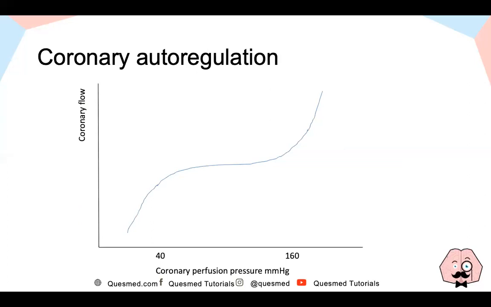Another thing that we can talk about when we talk about coronary blood flow is that we can talk about the heart as having an autoregulation system. What that means is that over pressures of between about 40 to 160 millimeters of mercury, the flow through the coronary arteries remains very similar. So we can still get blood flow to the heart quite well between those two values.